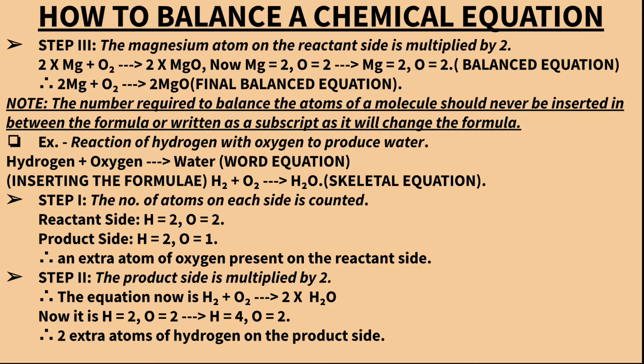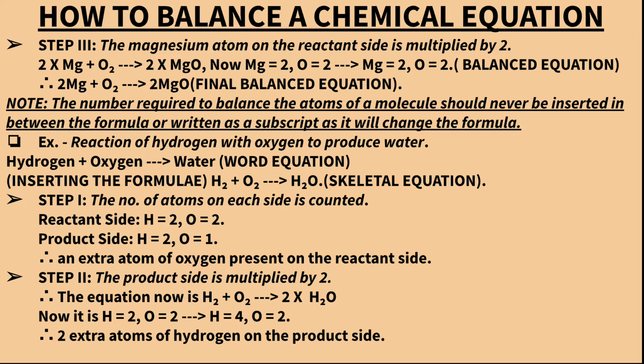For example, the reaction of hydrogen with oxygen to produce water. The word equation will be hydrogen plus oxygen gives water. Inserting the formula, the skeletal equation will be H2 plus O2 gives H2O. As in step 1, we need to count the atoms on both the reactant side and the product side. On the reactant side, the hydrogen atoms are 2 and oxygen is 2, and on the product side, hydrogen is 2 and oxygen is 1. So one extra atom of oxygen is present on the reactant side.